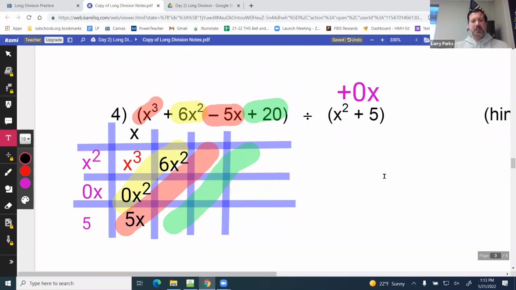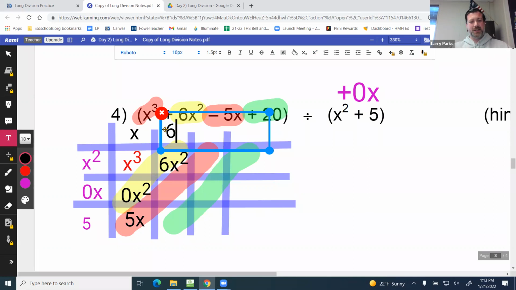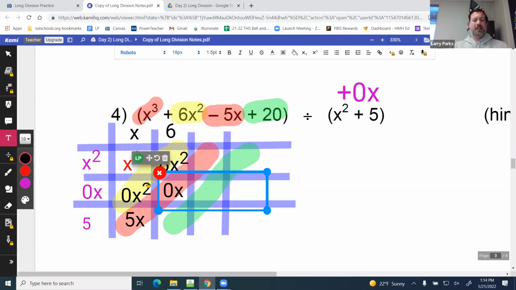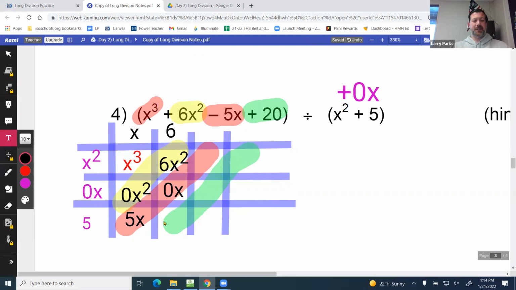Now we have to go backwards and say x squared times what is 6x squared? Well, that'd be 6. Okay, x squared times 6 is 6x squared. I then take 6 times x squared, get 6x squared. 6 times 0x, I get 0x. And 6 times 5, I get 30.